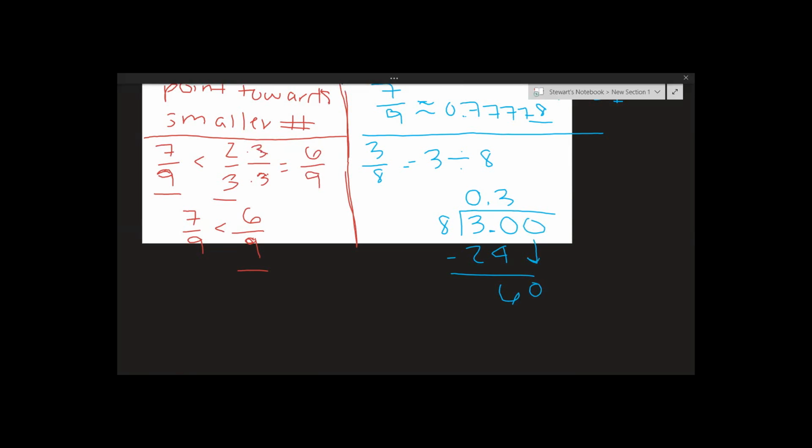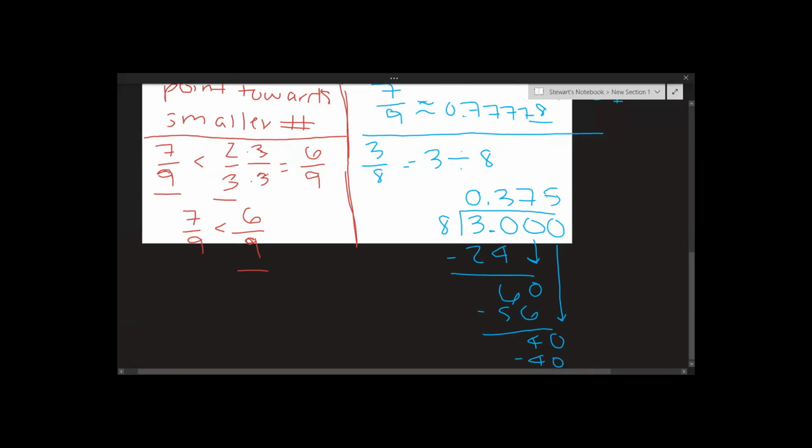carry it down. Now 8 can go into 60, we know 7 times, and 7 times 8 is 56. When you subtract, you get 4, but 8 can't go into 4, so you have to add one more 0. And then we know that 8 goes into 40 exactly 5 times. So we don't get any remainder. And so you get a decimal that terminates, which is nice. You get 0.375, which is 3 divided by 8.